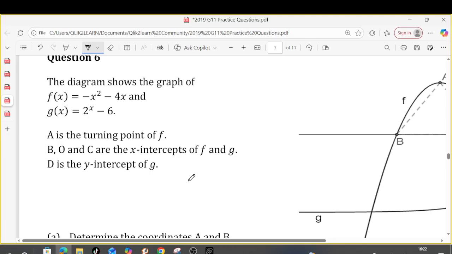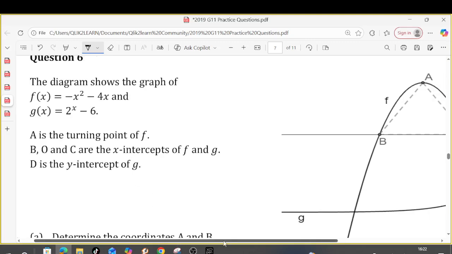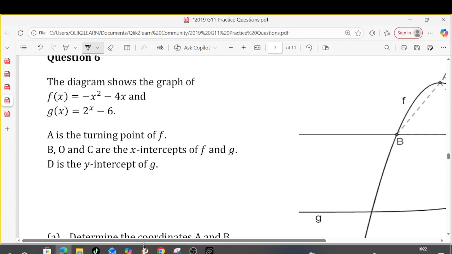Okay, they said that the diagram shows the graph of f of x. What is f of x? Minus x squared minus 4x, and g of x, which is 2x minus 6. So we can see the information.